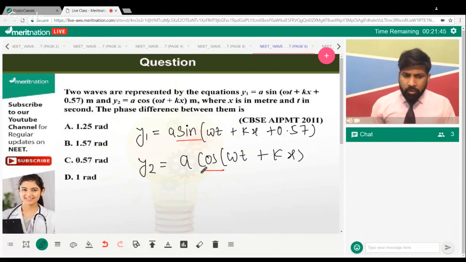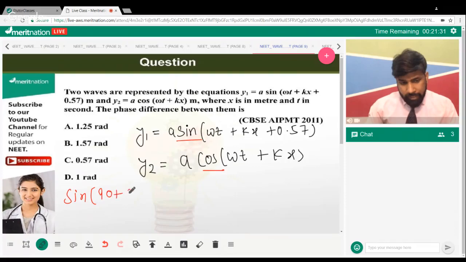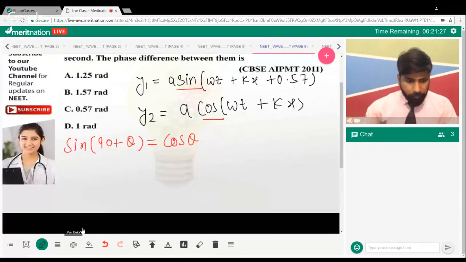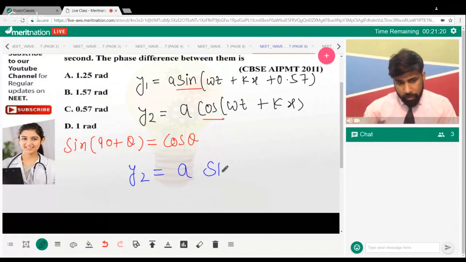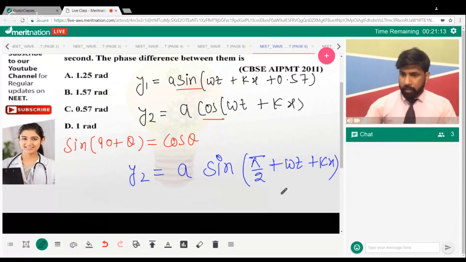So let us convert y2. y2 is given here in terms of cos, so let us convert y2 in terms of sine. How can we do that? We know very well, students, that sine(90 plus theta) is cos theta. So we can write y2 is equal to A sine(pi by 2 plus omega t plus kx).